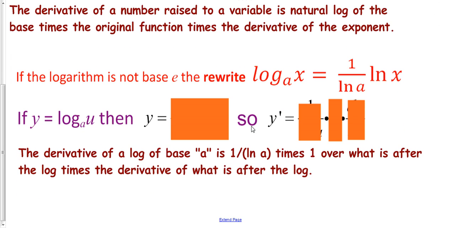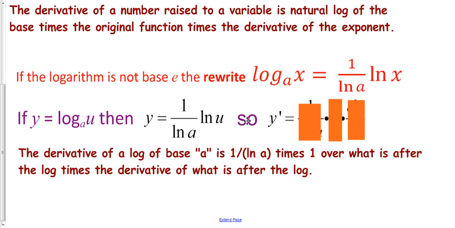Now, when you're looking at doing the derivatives of logarithms, we want to use our change of base formula to get natural log. So we go and change something like this to 1 over the natural log of a times the natural log of whatever's after the log, x. So with that in mind, we're going to use this right here. We're going to rewrite it, not do the derivative yet, just rewrite it using our change of base formula. So log base a of u is 1 over the natural log of a times the natural log of u.